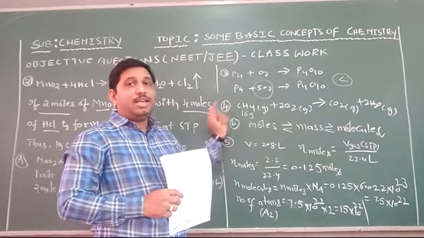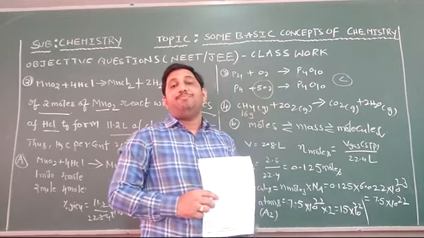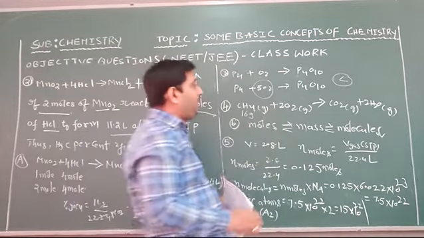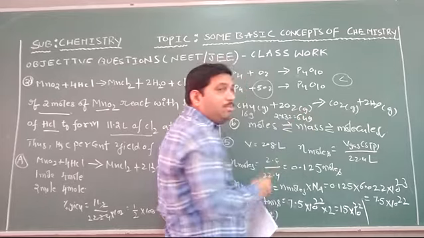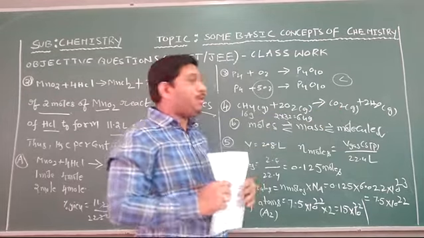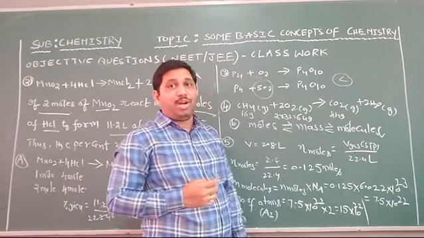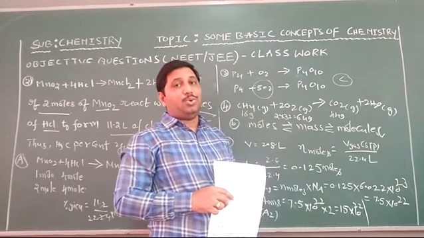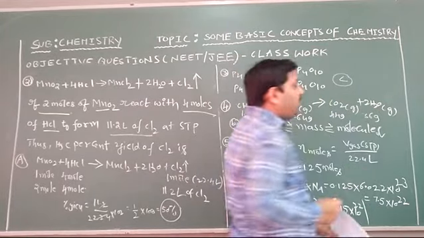The molar mass of methane is 16 grams, and the molar mass of oxygen is how much, student? Oxygen is 16, the oxygen molecule is 32. Here 2 moles are there, 2 into 32 is equal to 64 grams. Similarly, carbon dioxide: carbon is 12, oxygen is 32, 12 plus 32 is equal to 44 grams. And 2 moles of water molecules: oxygen is 16, hydrogen is 2, 16 plus 2 is 18, so 36 grams of water.